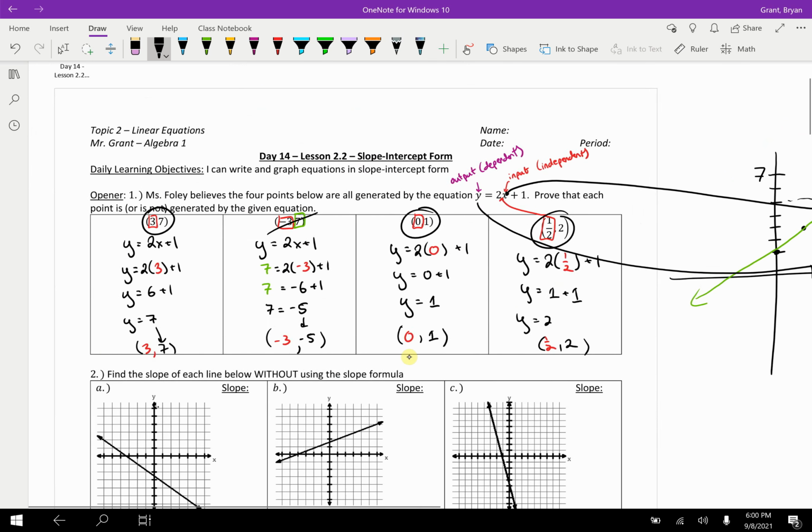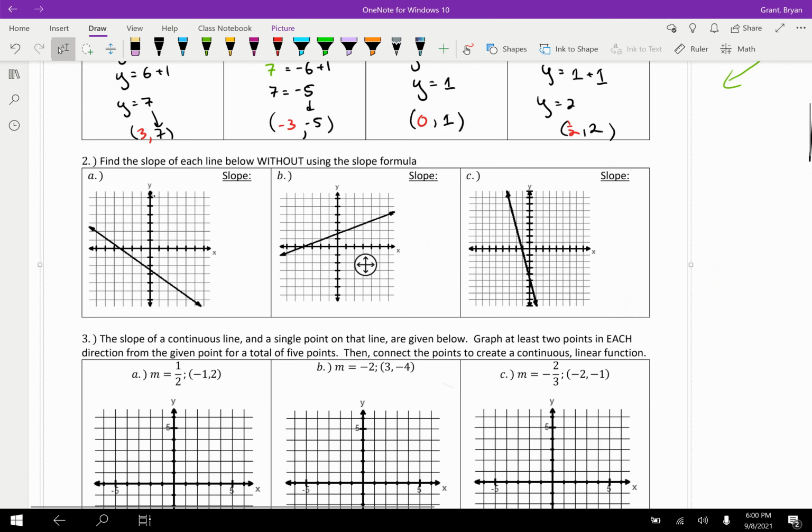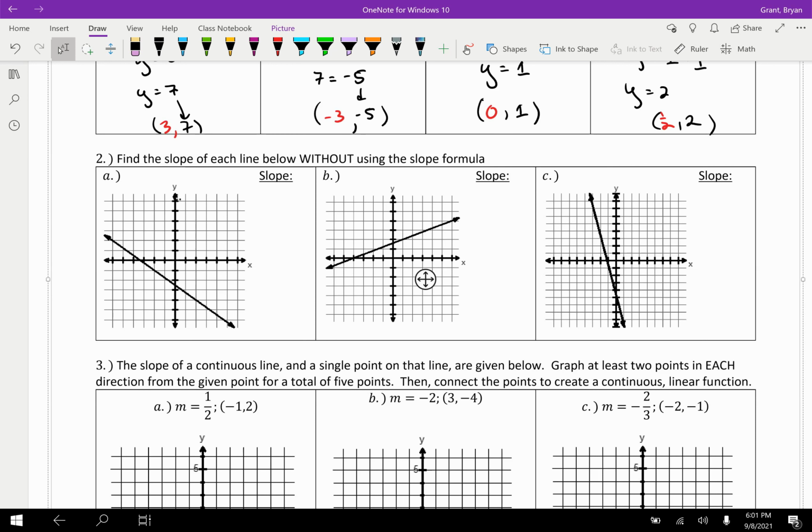All right, so an equation then generates an infinite number of points. And this semester, at least, when you put all of those points on a graph, it makes a line. Our goal for today, then, is to figure out what do these lines look like, and is there a fast way to graph them? So let's go ahead and take a peek at problem 2.